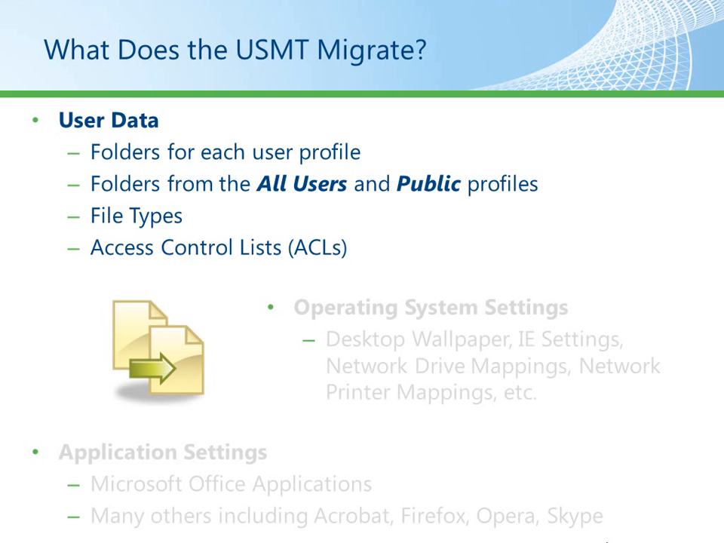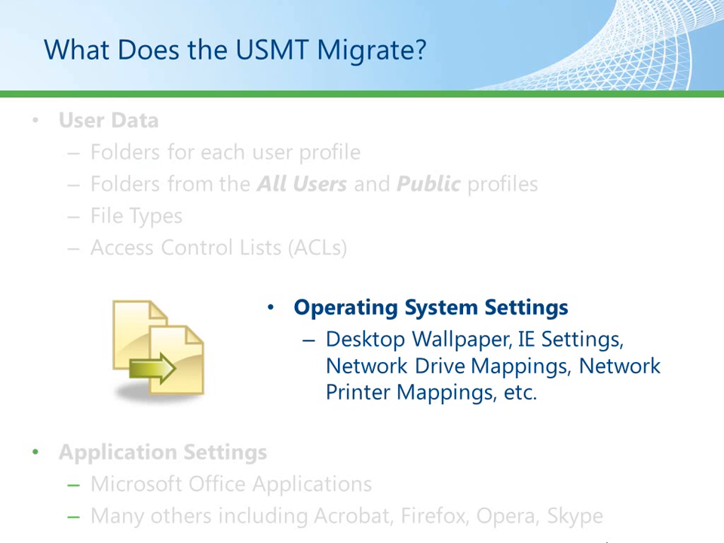It also migrates the access control list. So the USMT migrates the ACLs for specified files and folders from computers running both Windows XP and Windows Vista. For example, if you migrate a file that's called file.txt that is read-only for user A and read-write for user B, those settings will apply on the destination computer after the migration. So it maintains those ACLs.